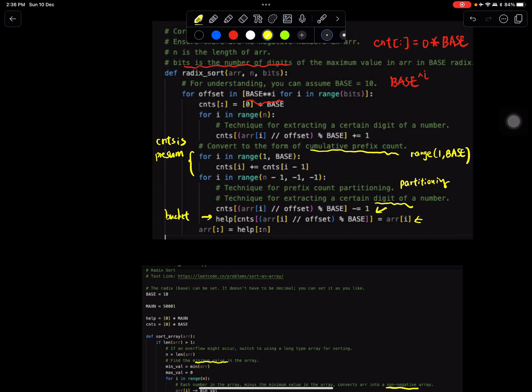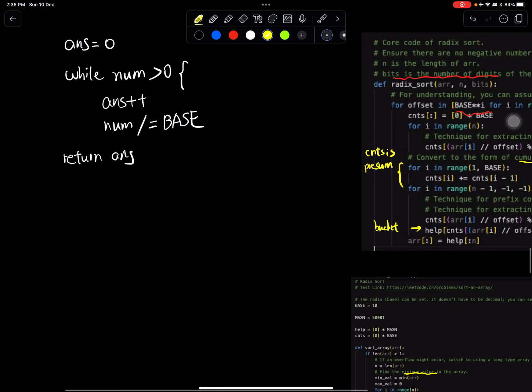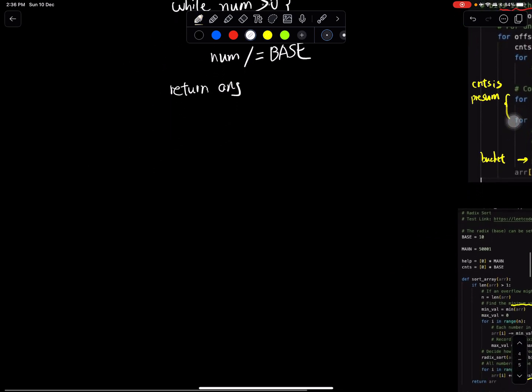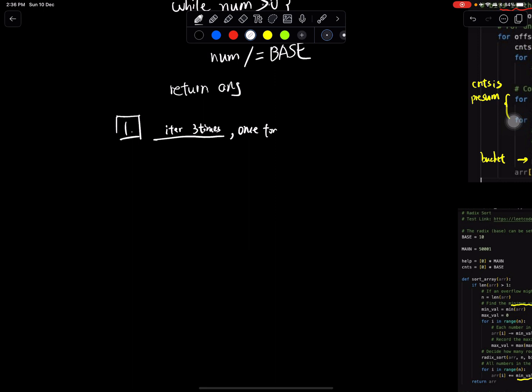Okay, let me say again about the steps. Step 1 is to find the largest element in the array. It has 3 digits, so we iterate 3 times, once for each significant place.